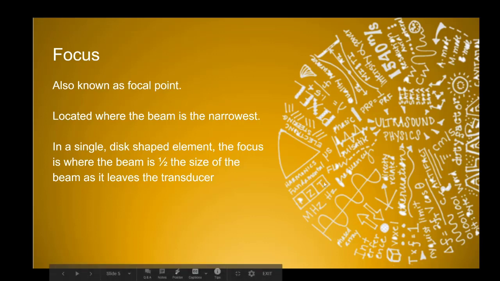When we're discussing single disc elements, as we are for this chapter, the focus is going to be where the beam is about half the size of the beam as it left the transducer. So again, half the size of the face of the transducer is typically where our focus is. That's as thin as it's going to get.